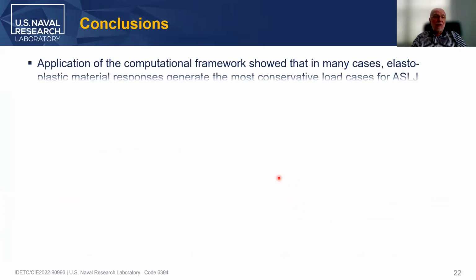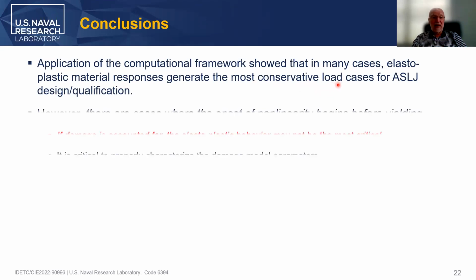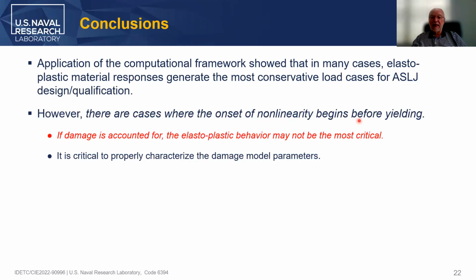So what do we conclude out of this? We conclude that this framework shows us many cases of the responses generated, and that the plastic material response is a conservative case, and we can perhaps use it for some cases, but there are cases where the nonlinearity begins before yielding, and if damage is accounted for, the elastoplastic behavior may not be the most critical. And therefore, we really have to start thinking whether indeed design and qualifications should account for this.